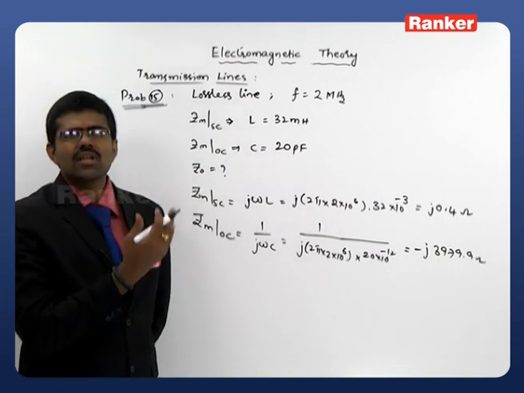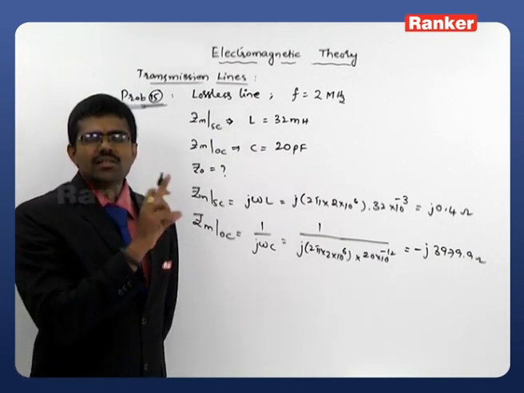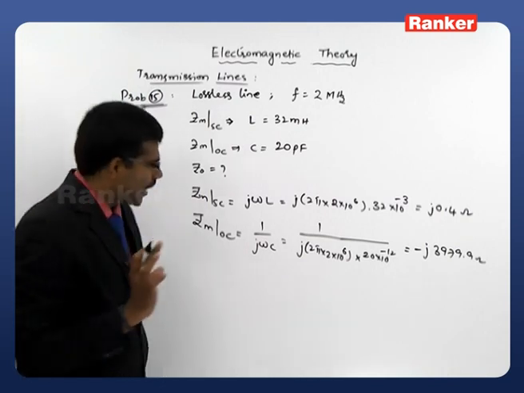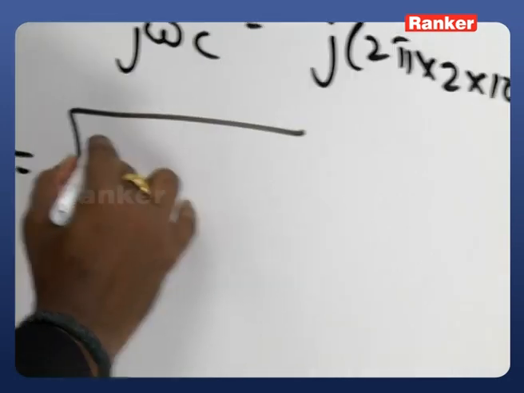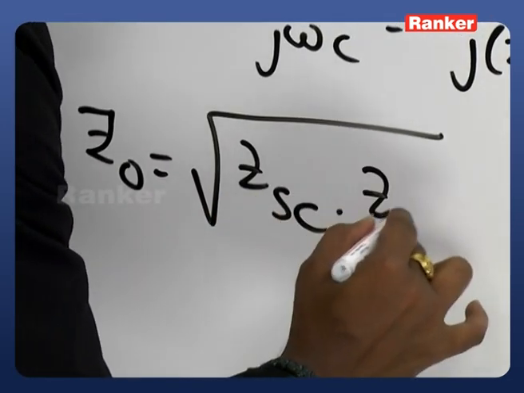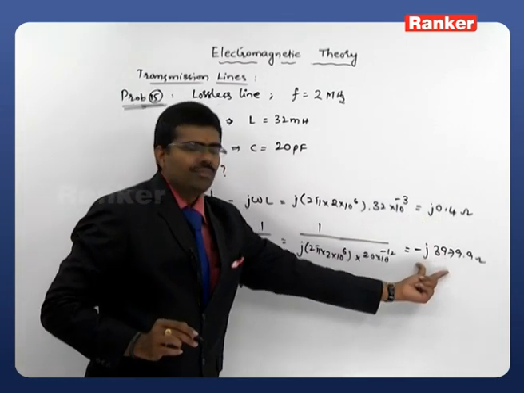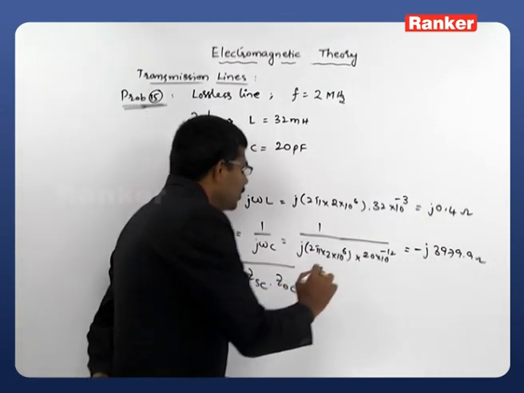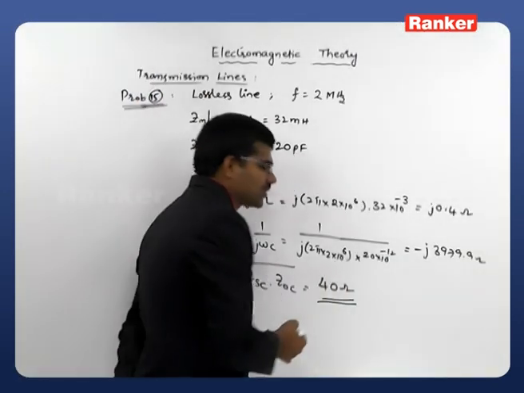If you get Z in OC and Z in SC, getting Z0 is very easy. We have a simple relation: ZSC into ZOC is equal to Z0 square. From that, you can write Z0 is equal to square root of Z short circuit into Z open circuit. Take this value and this value, multiply them and substitute here. Then what you will get is approximately 40 ohms.